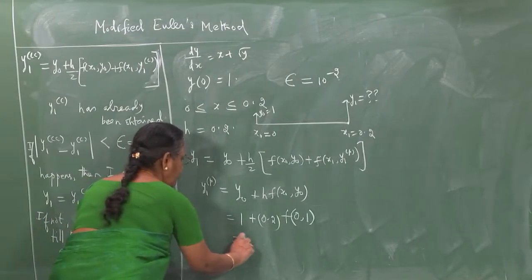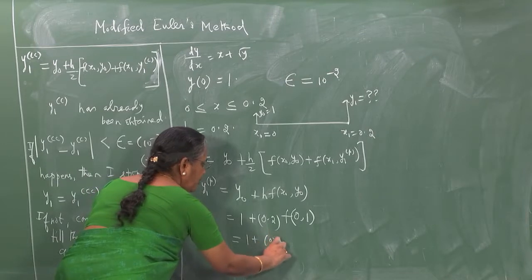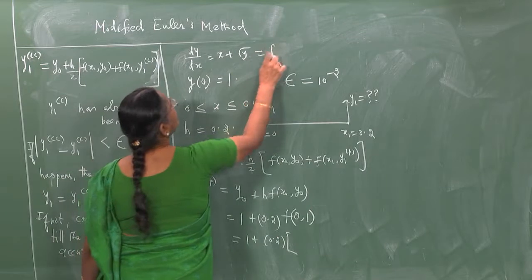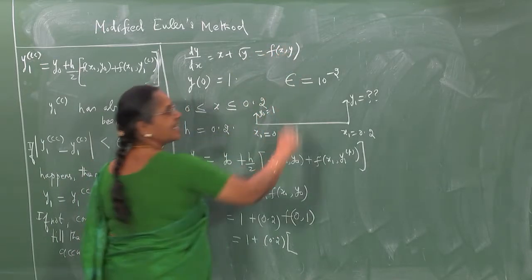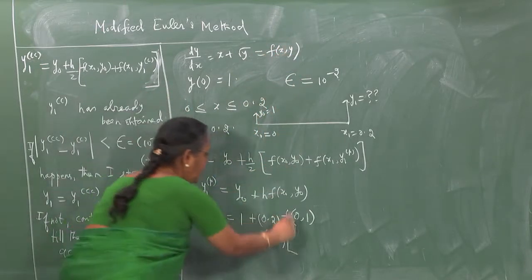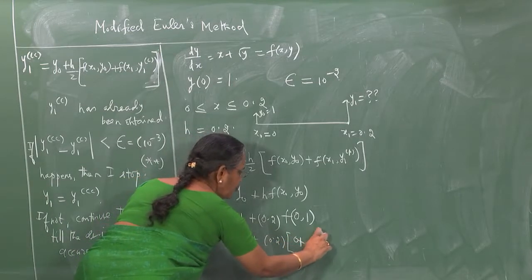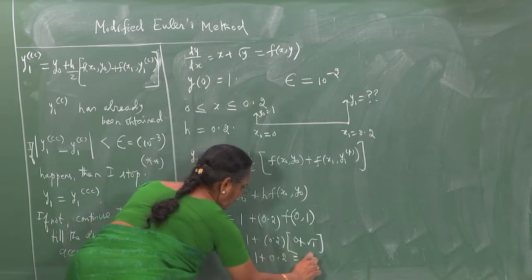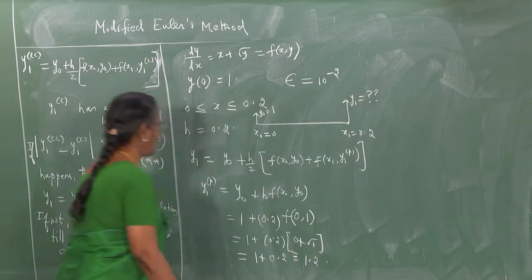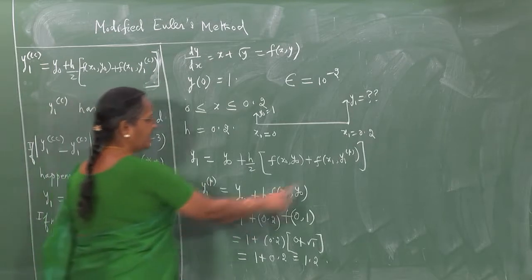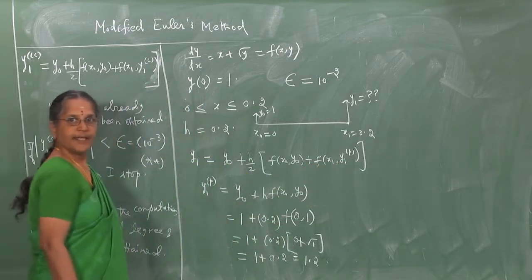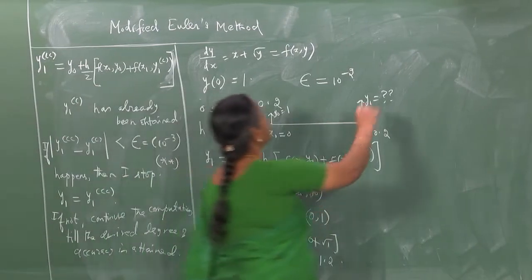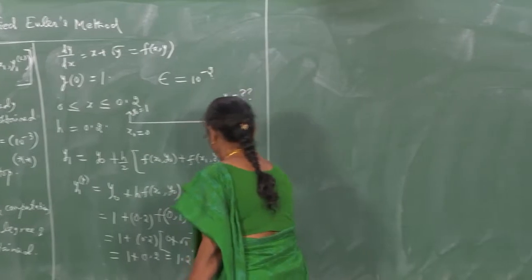So, this will give you 1 plus 0.2 into, what is f of x comma y? This is f of x comma y, which is x plus root y. So, it is 0 plus root 1. So, it is 1 plus 0.2. So, 1.2 is the predicted value, and that is what I have to use here in getting what y1 is. Let us compute y1 now.